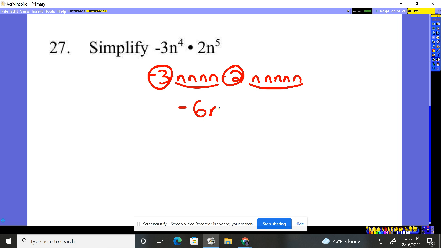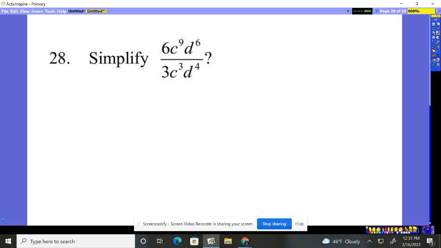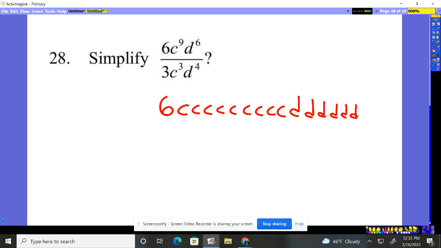How many c's do you see there? I see 9. So it's -6 times c to the ninth. This is a fraction, so things are going to cross out. But again, I'm going to think what it means and write out what it means. It says 6, and then it says c times itself 9 times. 1, 2, 3, 4, 5, 6, 7, 8, 9. And d 6 times. 1, 2, 3, 4, 5, 6.